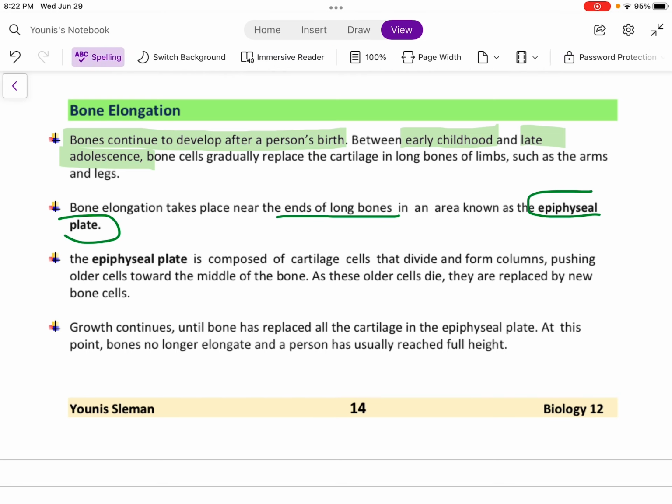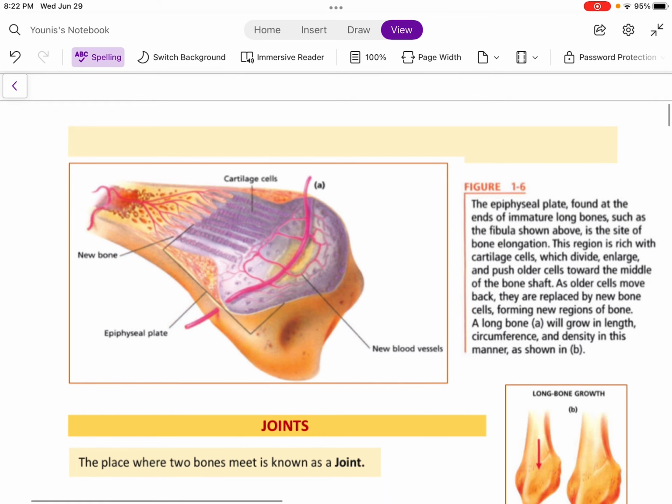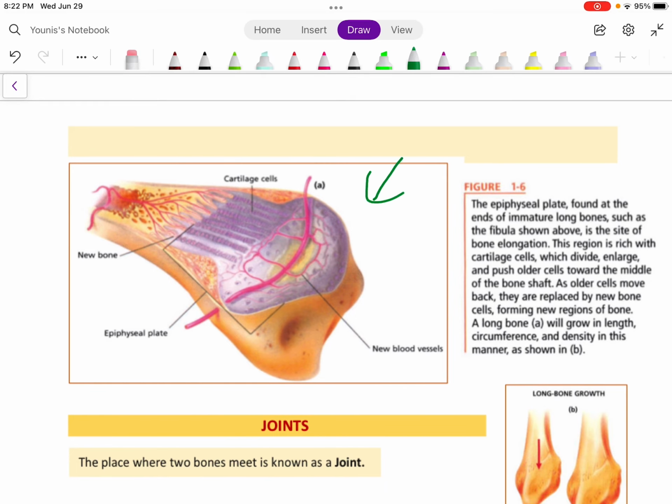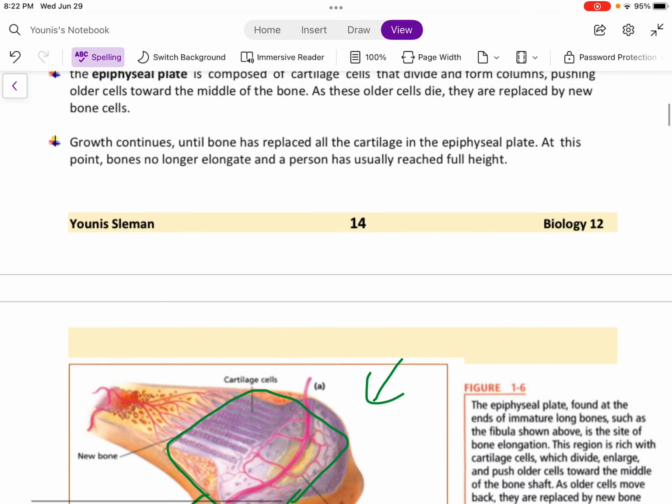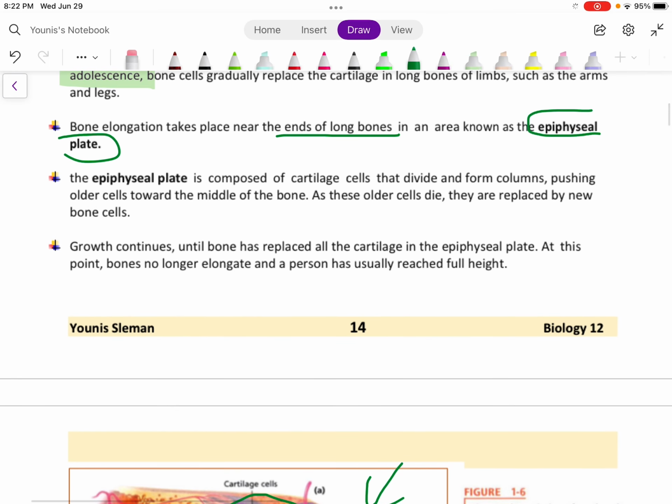Let me just show you where the epiphyseal plate is. See, this is a long bone. This area is what's called the epiphyseal plate. Okay, the epiphyseal plate, and it's where the bone elongation takes place in long bones.